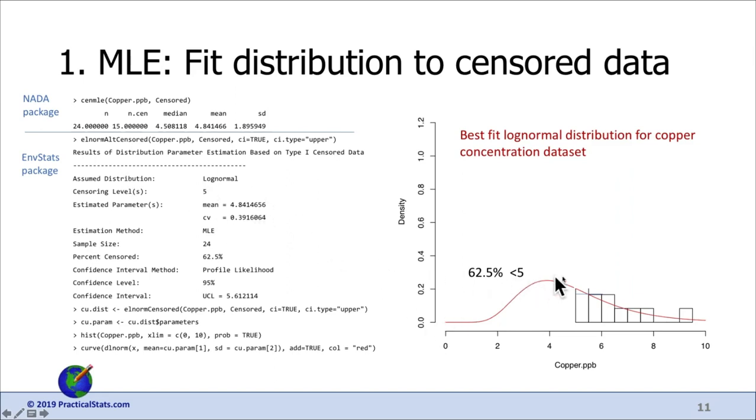In doing this, it fits the curve to the other 30-some percent of the data represented by these histograms, and leaves a space that should be pretty close to 62.5% of the area under the curve below 5. It fits a mean of 4.84, a CV here, a standard deviation up here. You can translate one to the other pretty easily, depending on the package, what it gives you. There were 24 observations and so on. It can even give you a confidence interval around that mean, or a one-sided UCL around that mean, once we fit the distribution to this.